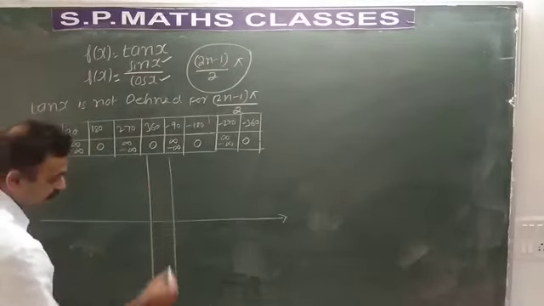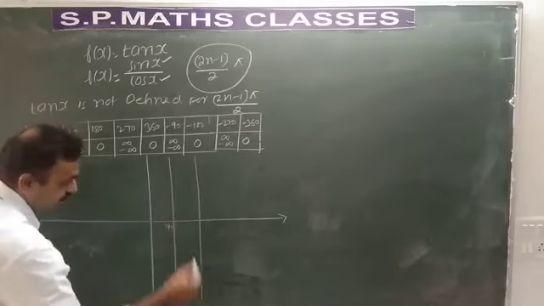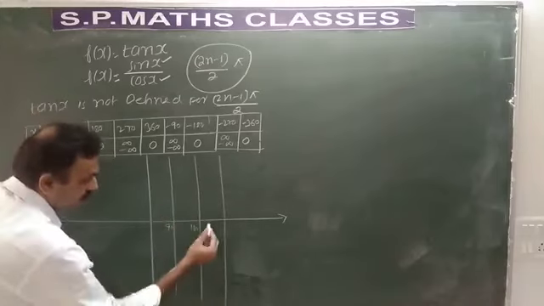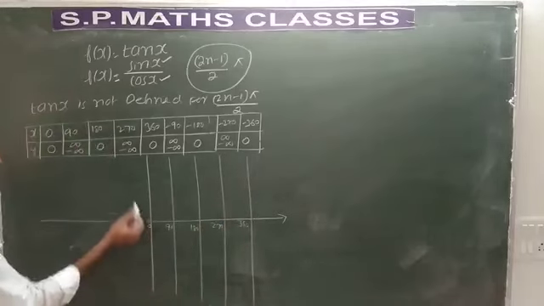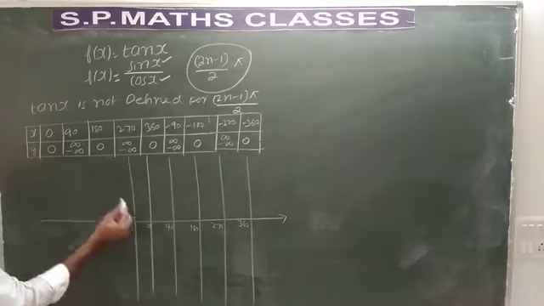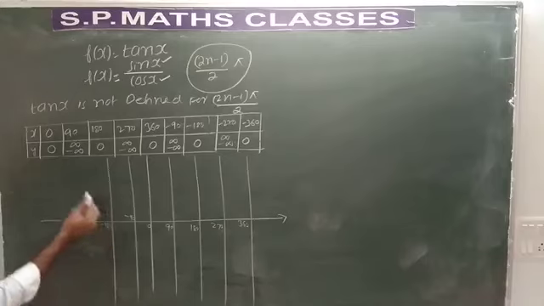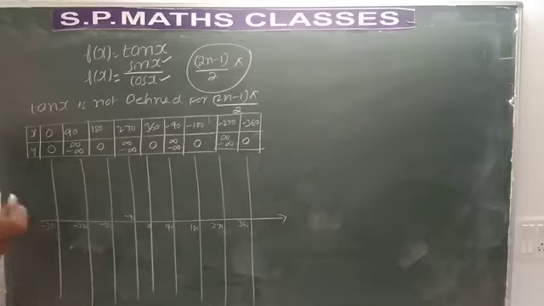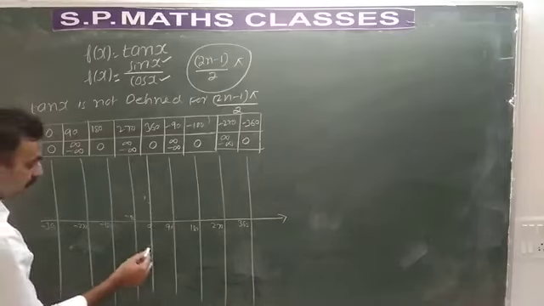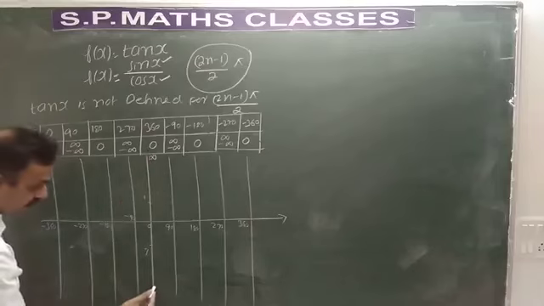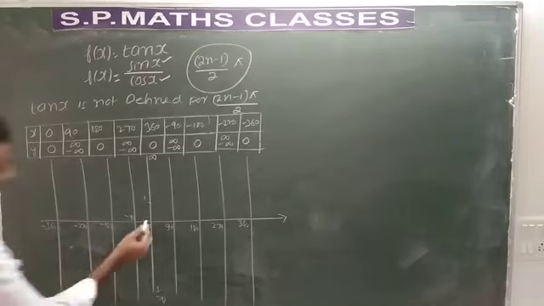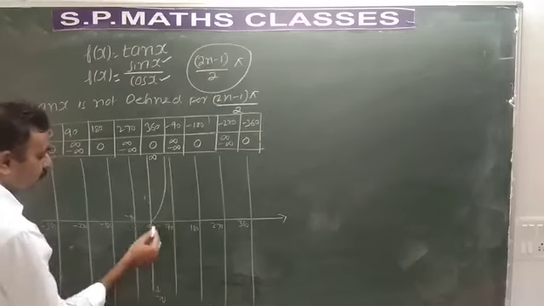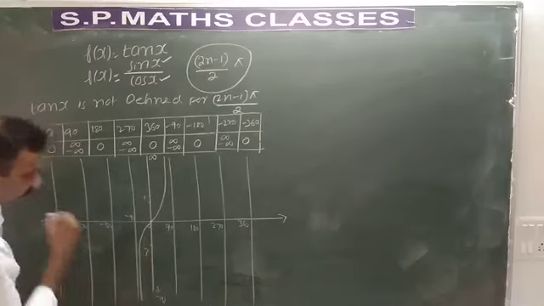I write demarcation lines like this: 90, 180, 270, 360, minus 90, minus 180, minus 270, minus 360. So here it is plus 1, here minus 1, here we go plus infinity, here it is minus infinity. For 0 it is 0, for 90 it is plus infinity, it is like this. For minus 90 we have got minus infinity like this.